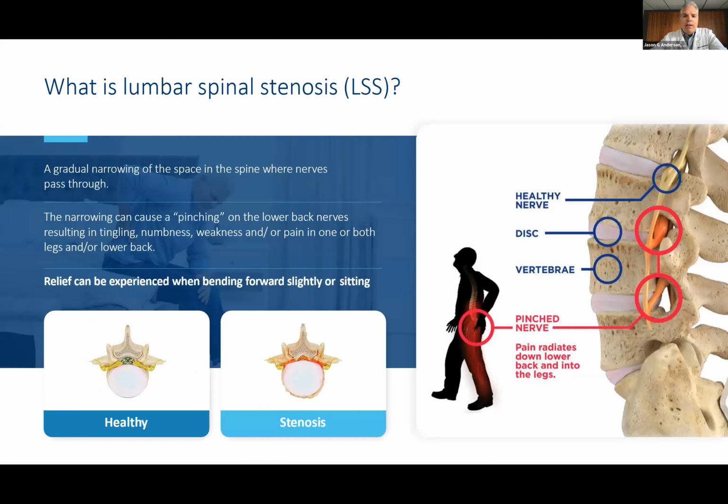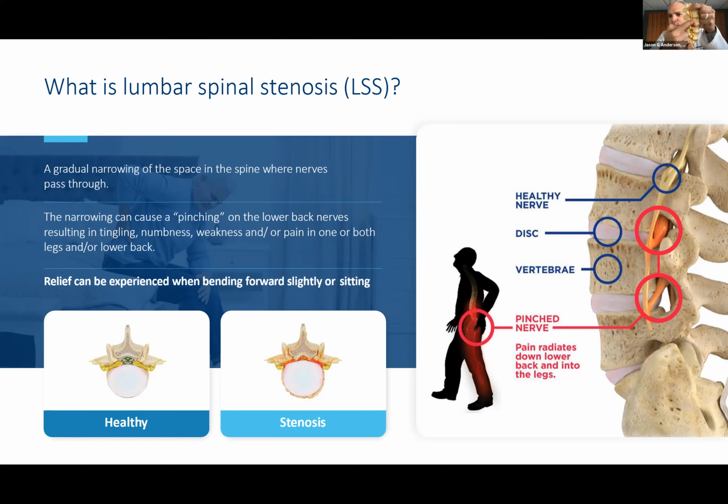So the condition that creates all these symptoms is called lumbar spinal stenosis. And it's a gradual narrowing of the space in the spine where the nerves pass through. If you can see on this model, it's matching the direction that the right-sided picture is. Here's the front of the spine. The back of the spine is here. These are the bumps that you feel in the middle of your back here. And in the middle here, we have the spinal canal. Again, this is the front of the spine up here, and the back of the spine here. And we have the spinal canal that runs through the middle.